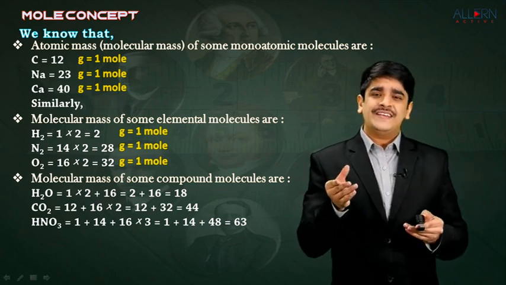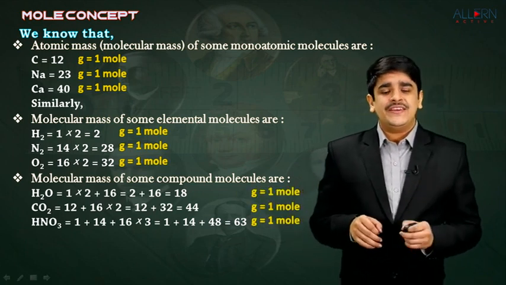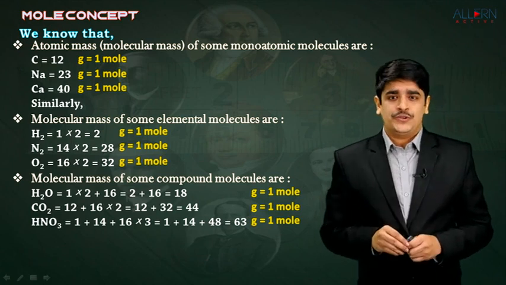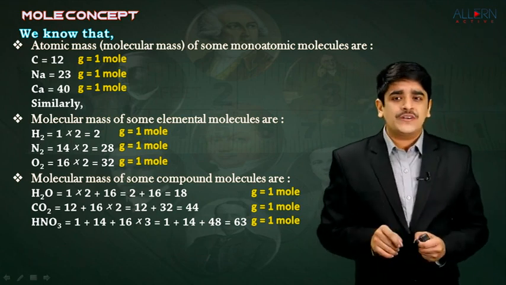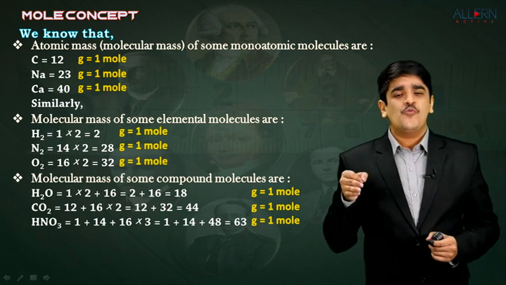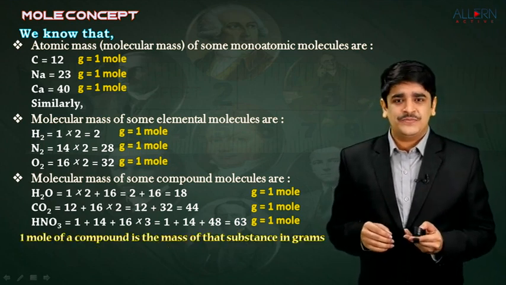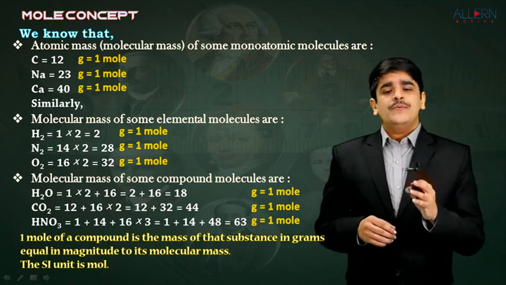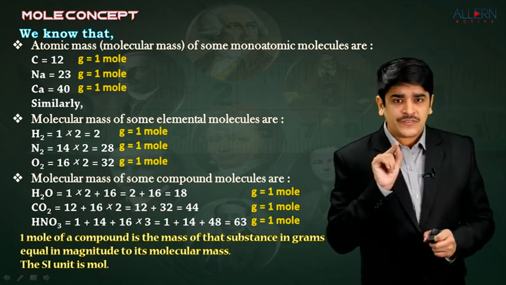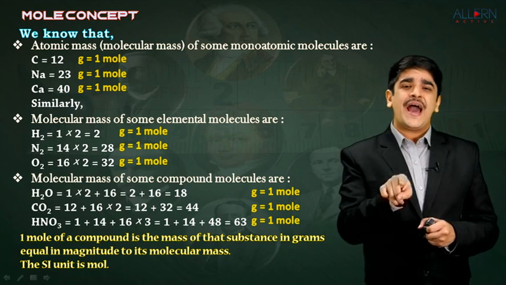And we could do exactly the same in the last part over here. 18 grams of water is 1 mole of water. 1 mole of carbon dioxide is 44 grams. 1 mole of nitric acid is 63 grams. As simple as that. So, let's conclude. 1 mole of a compound is the mass of that particular substance in grams.